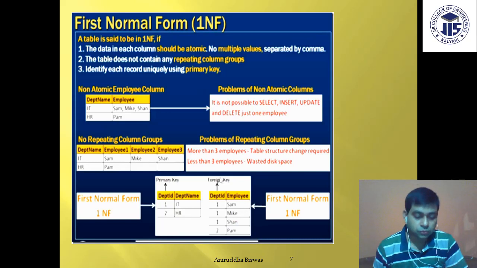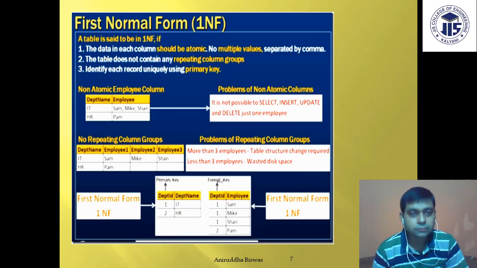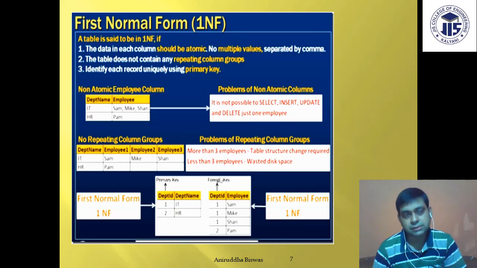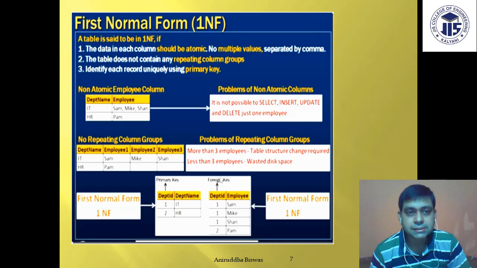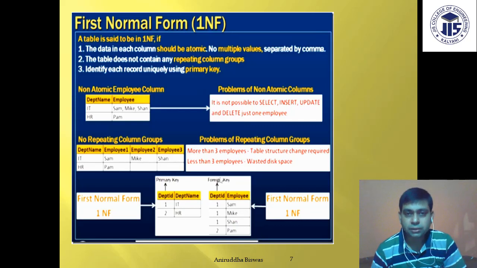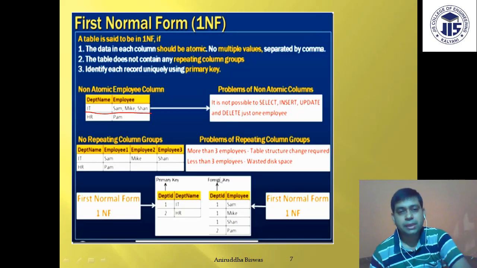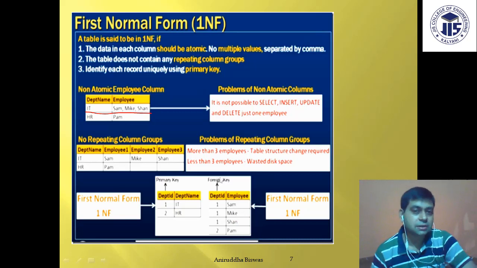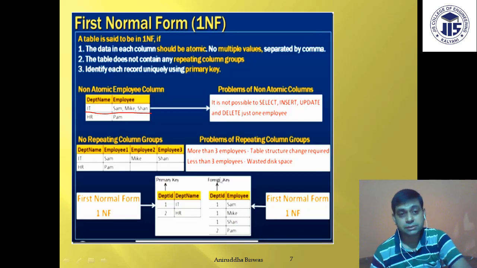In detail, there are 3 key points associated with the first normal form. First, the data in each column should be atomic, with no multiple values separated by commas. In the first example, the department name is IT and there are employees like Sam, Mike and Sean, so in a single column there is more than one value, so it is a multi-valued case. So it is not possible to select, insert, update or delete just one employee, because in the same employee column there are 3 names.